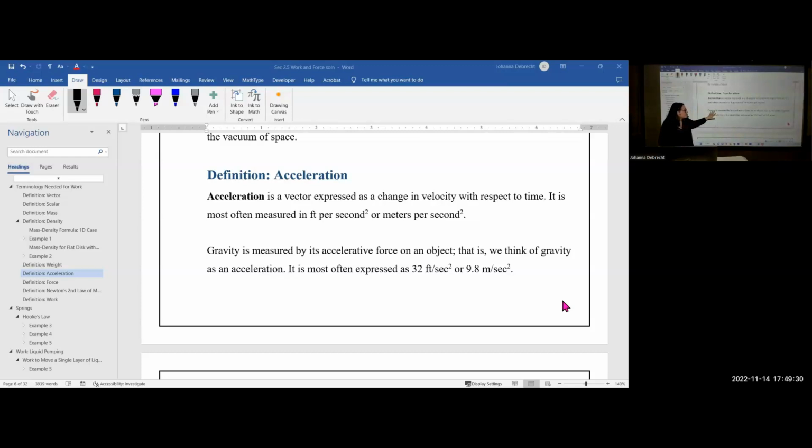Now, gravity is measured by its accelerative force on an object. That is, we think of gravity itself as an acceleration. It exerts a force on us. That force is weight. But we consider gravity itself to be an acceleration. And this is how it is typically represented. Now, in physics, a lot of the time these would be negative because they consider that it's pulling you down and they call up the positive direction. In this class, we're just going to let them be positive and we're not going to worry about the direction part of the vector component.